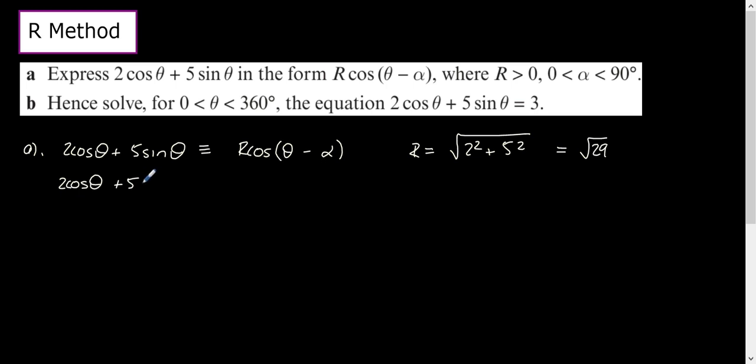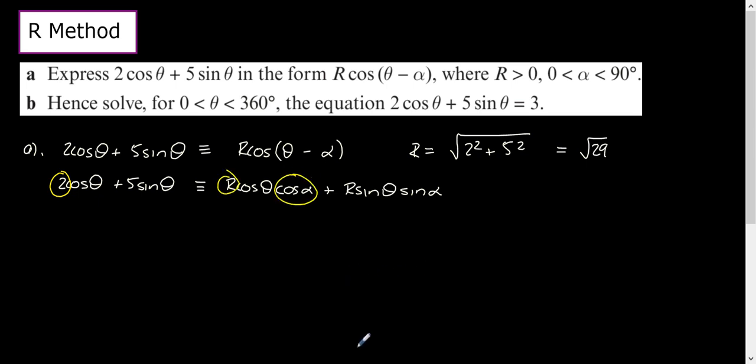And then we're going to go ahead and do our expansion. So we've got 2 cos theta plus 5 sine theta, which is r cos theta cos alpha plus r sine theta sine alpha, as before with the cosine expansion. We're going to compare our coefficients. 2 cos theta is the same as the r cos alpha cos theta. So r cos alpha is equal to 2. We've got our 5, which is equal to r sine alpha. So we can say that tan alpha is sine divided by cosine, 5 over 2.